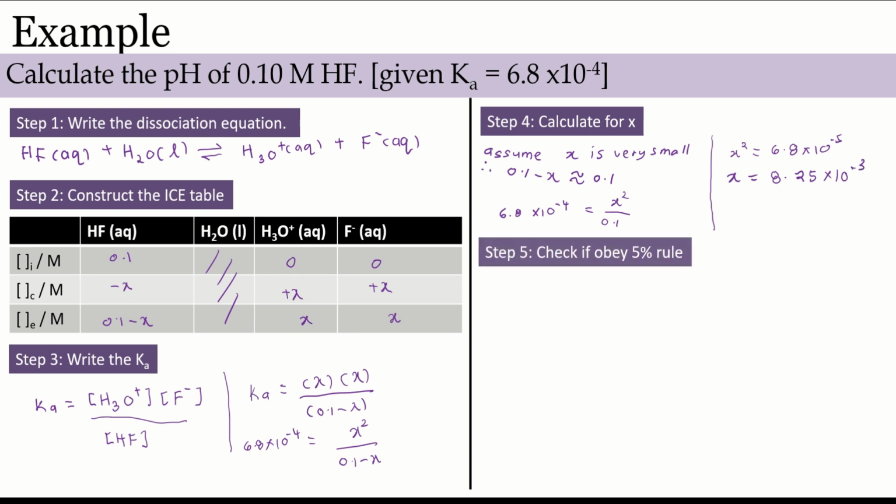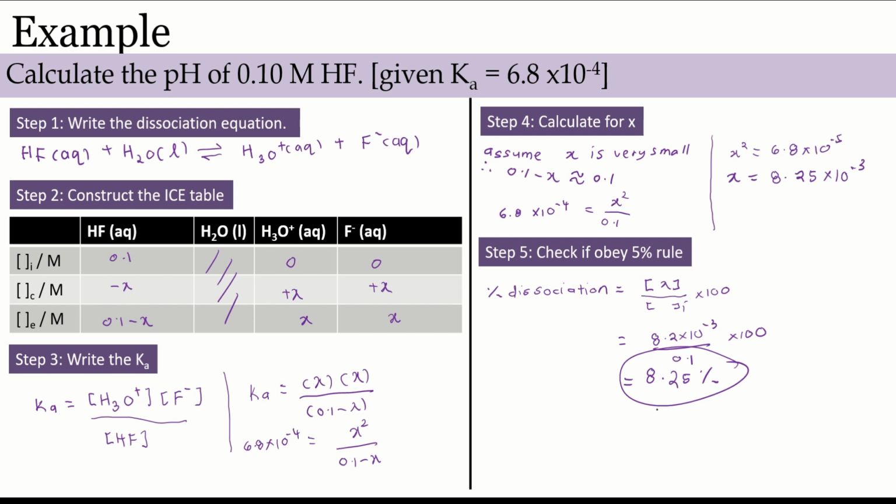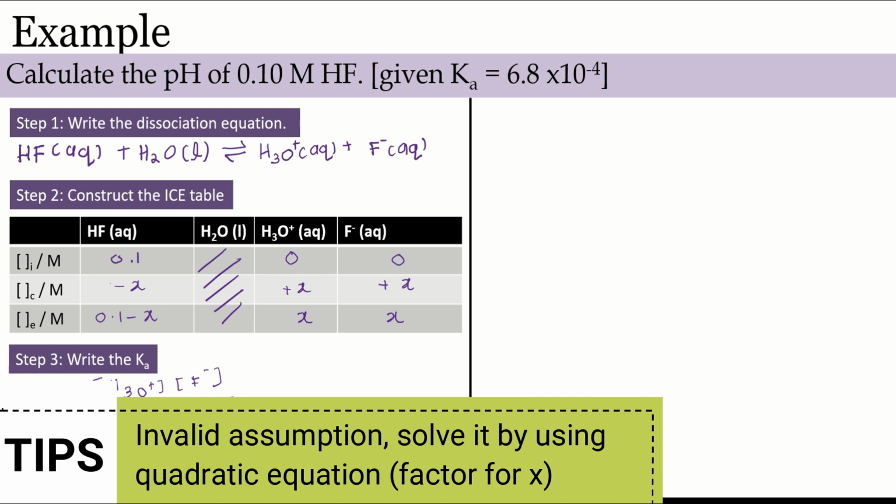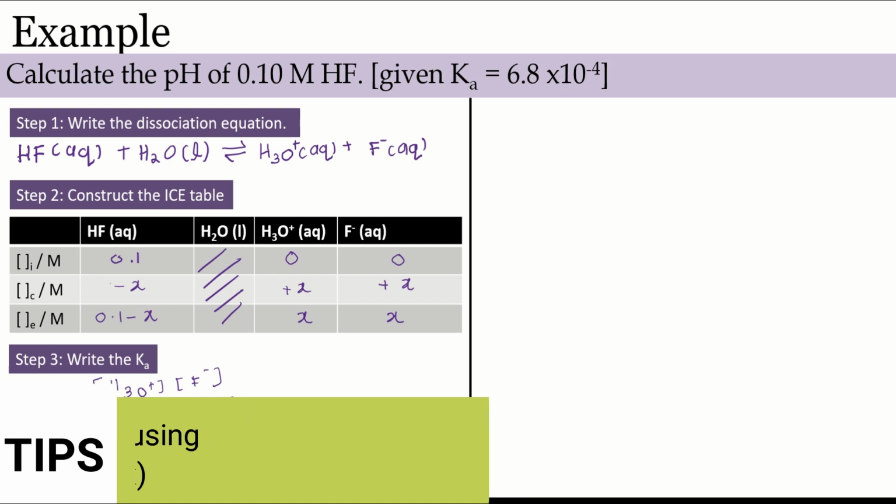So, kita check for 5% rule. So, kita tahu bahawa percentage of dissociation is equal to 8.25%. So, bila dia lebih besar daripada 5%, since it is greater than 5%, therefore, assumption is invalid. Bila kita punya assumption invalid, kita kena buat something lah di sini. What we have to do is, kita tak boleh guna ni. Apa kita perlu buat? Kita kena buat dia sebagai kuadratik.